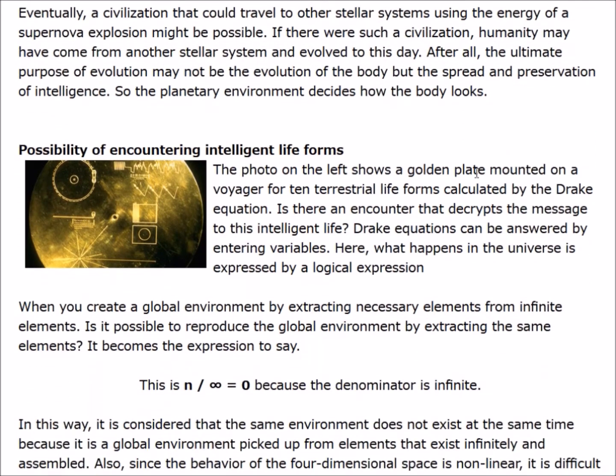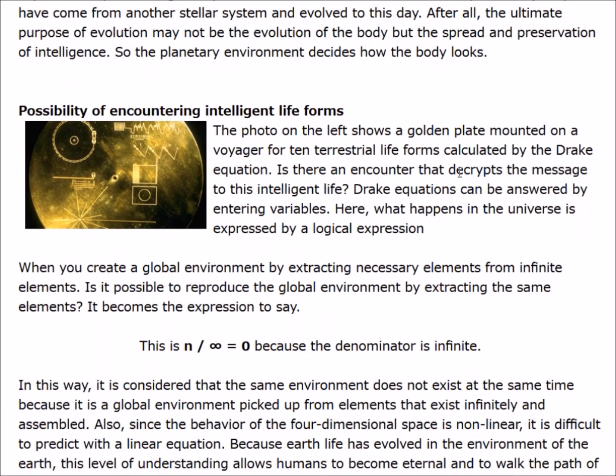Possibility of encountering intelligent life forms. The photo on the left shows a golden plate mounted on a Voyager for terrestrial life forms, calculated by the Drake equation. Is there an encounter that decrypts the message to this intelligent life? Drake equations can be answered by entering variables.